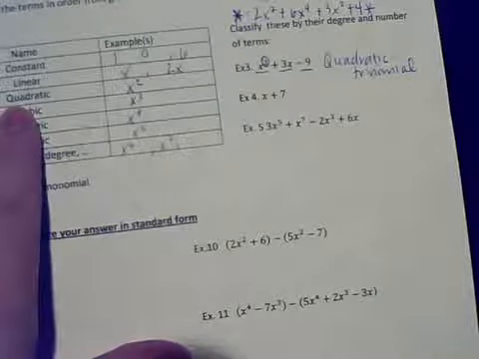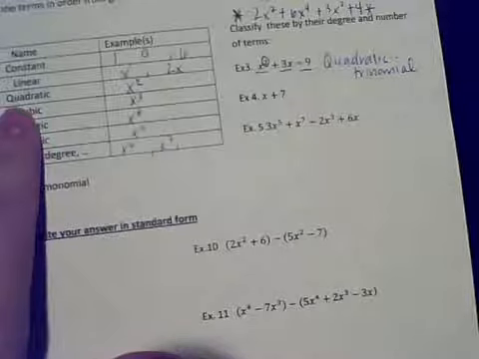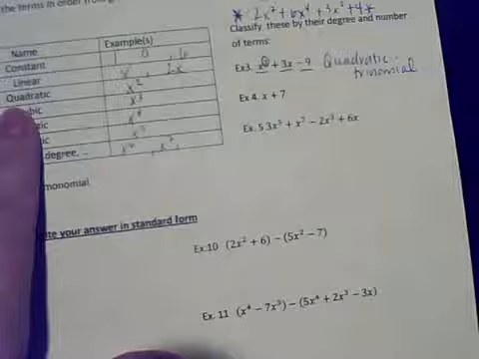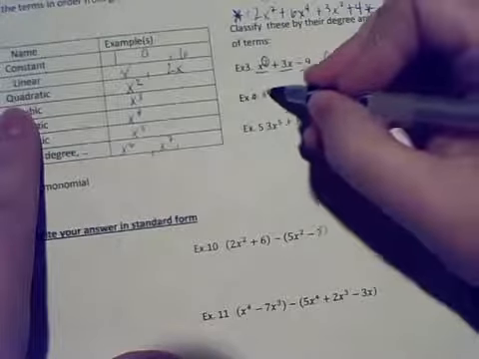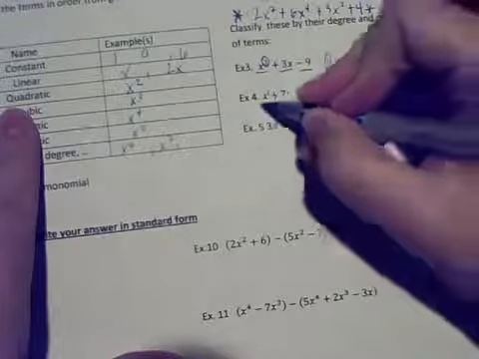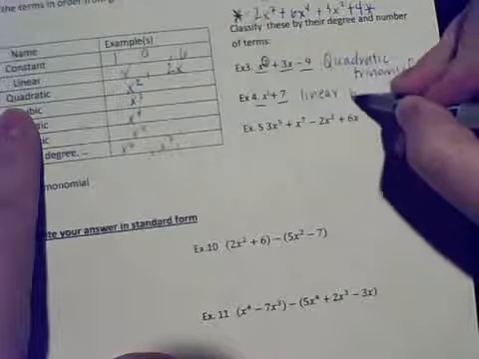I want y'all to try example 4 and 5 on your own. Go ahead and pause it and then check to see if you got the correct answer. So let's see, example 4, the degree is 1, so it is a linear, and there are 1, 2 terms, so that's a linear binomial.